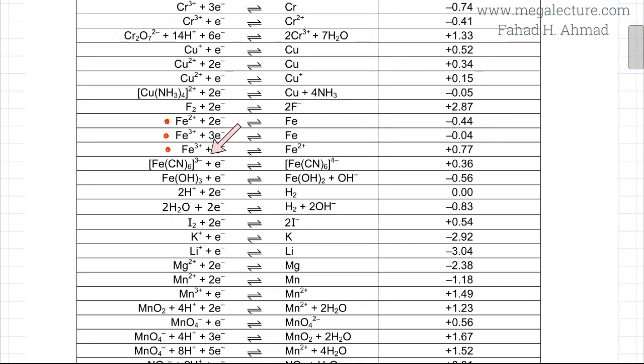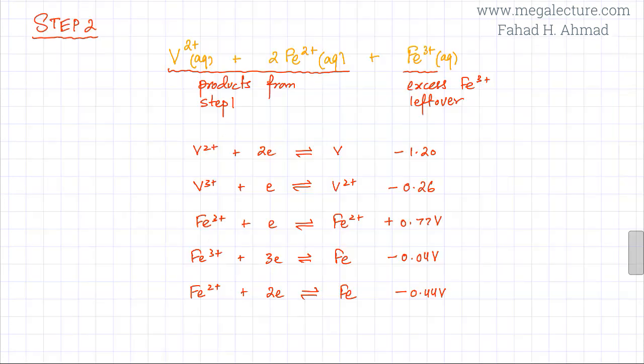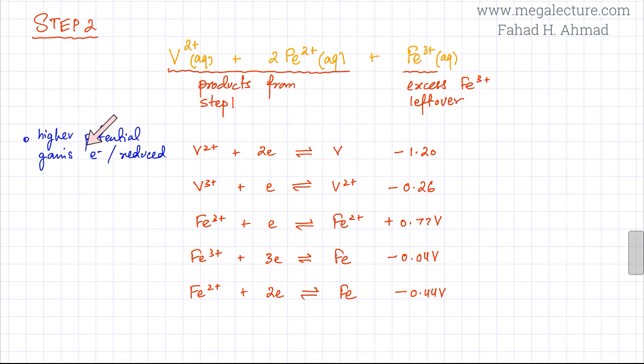So it's either Fe3+ getting reduced or Fe2+ getting oxidized. I'm going to copy all the electrode reactions involving Fe3+ and Fe2+. So I've copied all the electrode reactions that had Fe2+, Fe3+ or V2+ in them. These are the list of all the electrode reactions containing these particular reactants. Now the rule is that the higher potential is the one that's going to gain electrons or get reduced. So I have these possible electrode reactions.